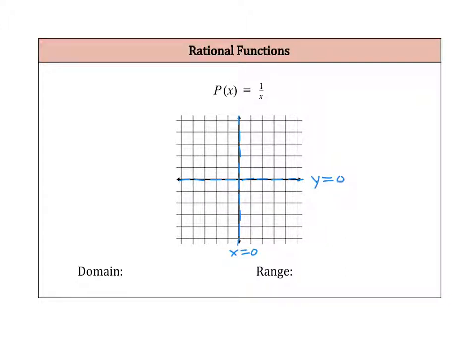So I want to talk about why this is happening. Since x is in our denominator, we have a restriction. That restriction is that x cannot equal 0, so that creates this vertical asymptote.